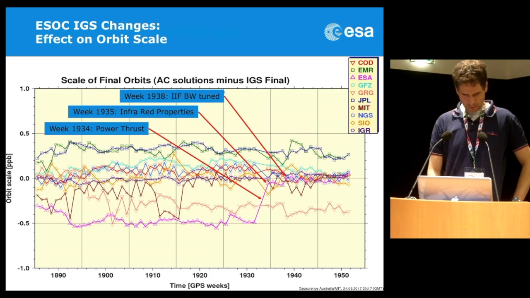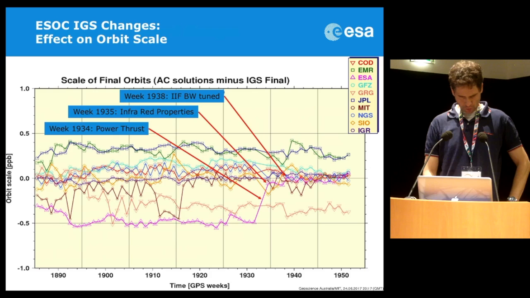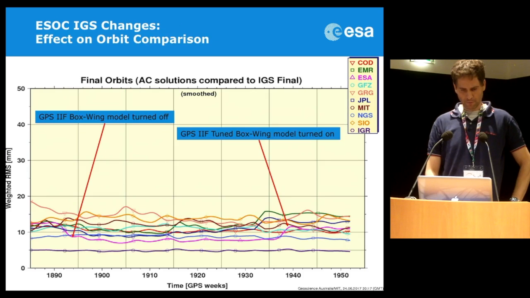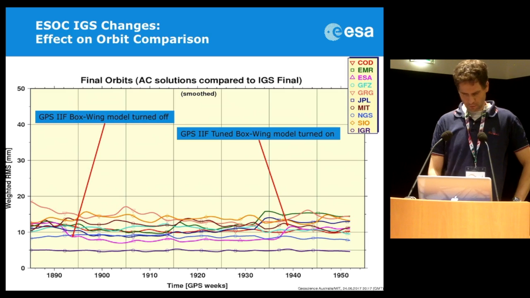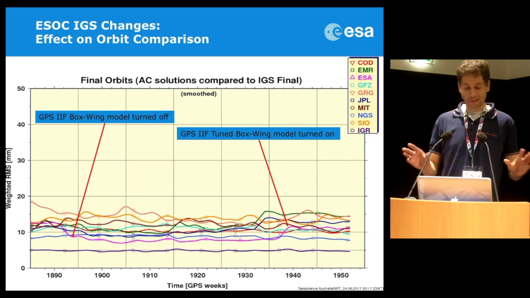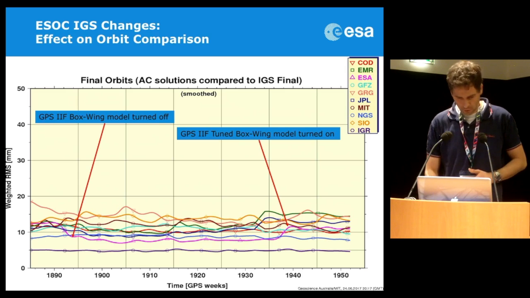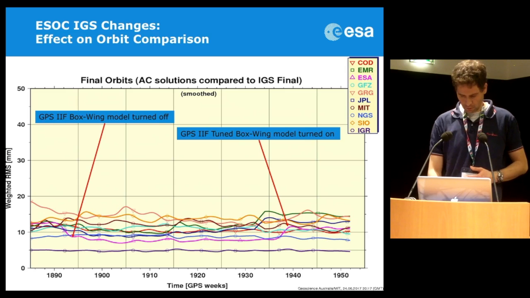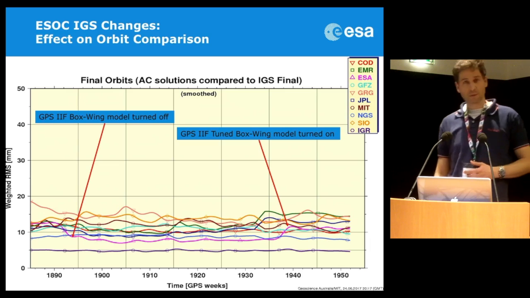And this is another plot from the ACC side that shows basically the effect of when we turned off the box-wing model in April 2016. That, as I said, improved slightly the weighted RMS agreement, and then when we turned it on again in this year, the RMS got a little bit up, but it's still slightly better than the situation was before, in 2016.